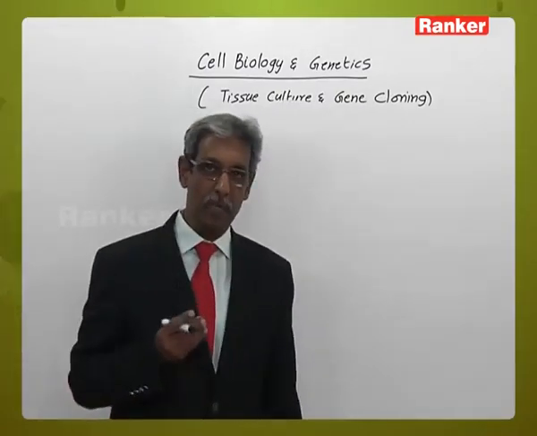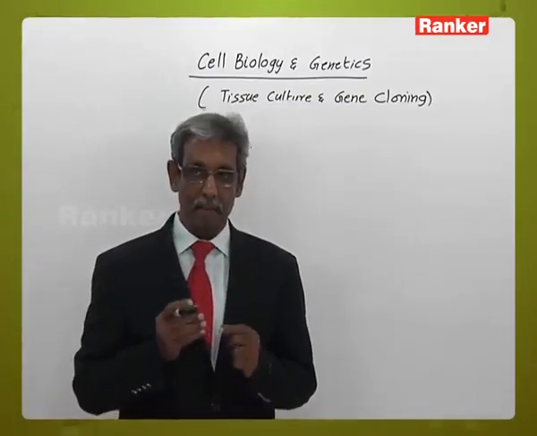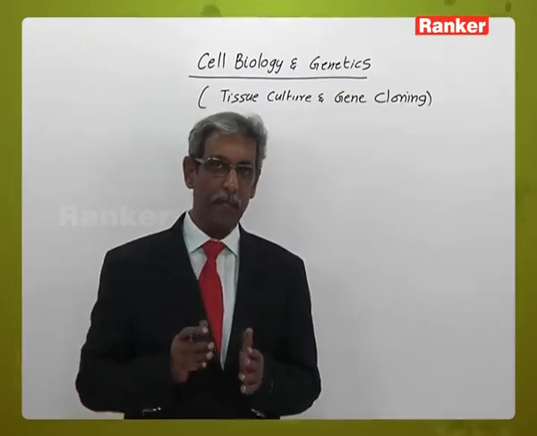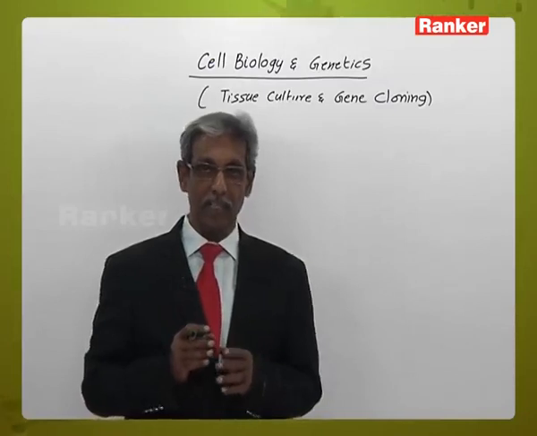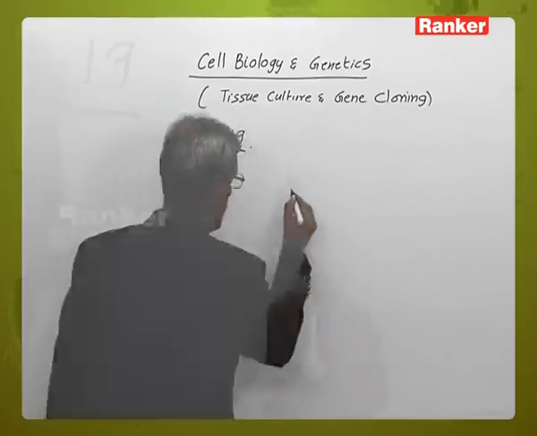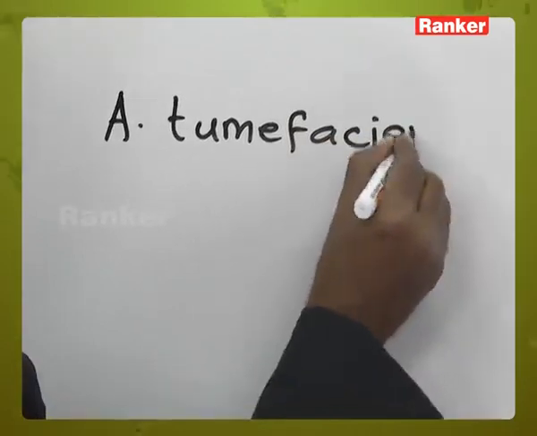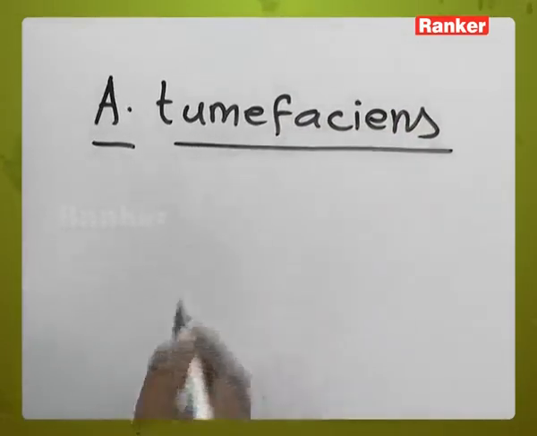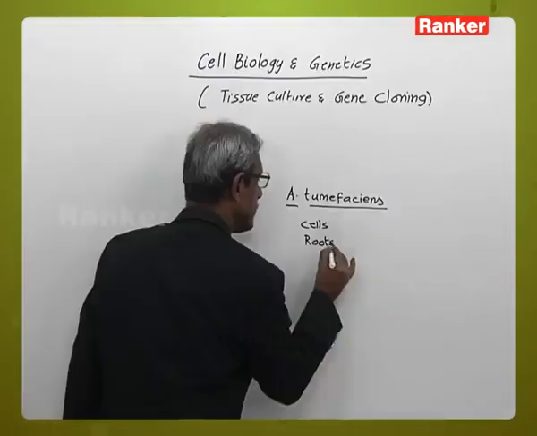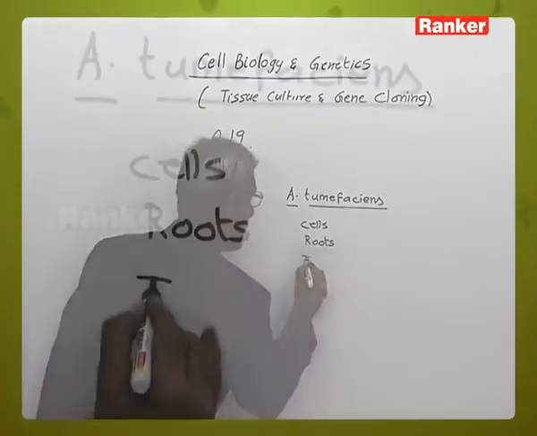It is normally associated with both dicots and monocots, and Agrobacterium tumefaciens has a very important plasmid called a tumor-inducing plasmid, or Ti plasmid. Agrobacterium tumefaciens causes a disease termed crown gall disease. Its cells present in the roots of plants inherently have a Ti plasmid.